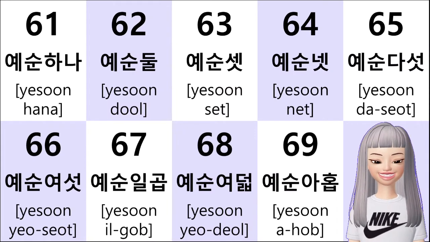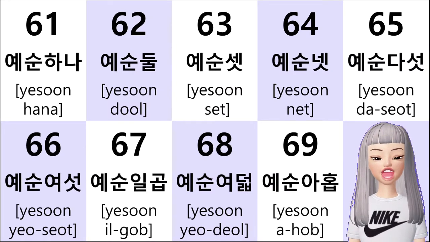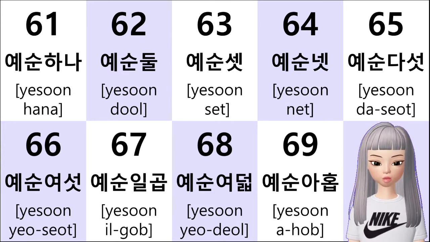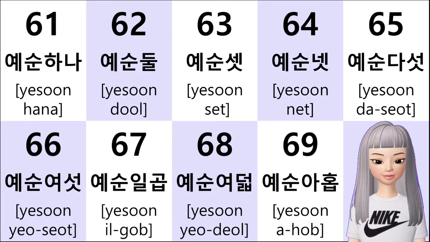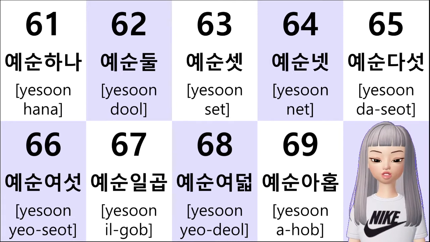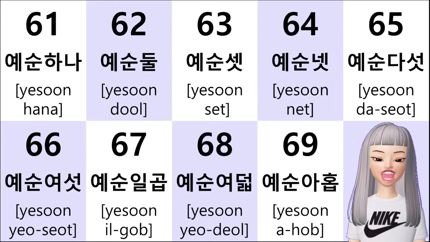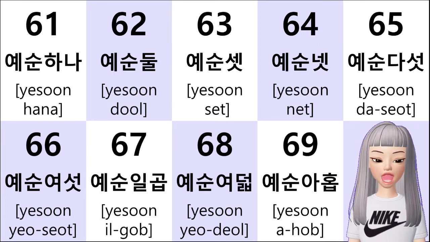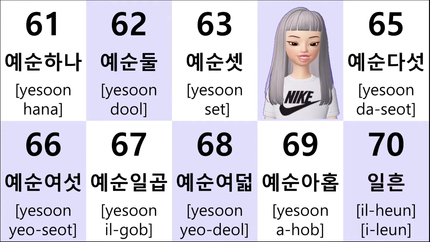Let's get into 60. 60 is 예순. 61, 예순 하나. 62, 예순 둘. 63, 예순 셋. 64, 예순 넷. 65, 예순 다섯. 66, 예순 여섯. 67, 예순 일곱. 68, 예순 여덟. And 69, 예순 아홉. Let's get into 70.